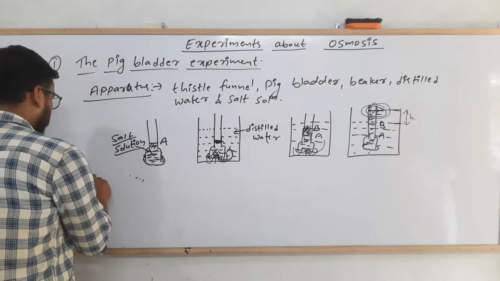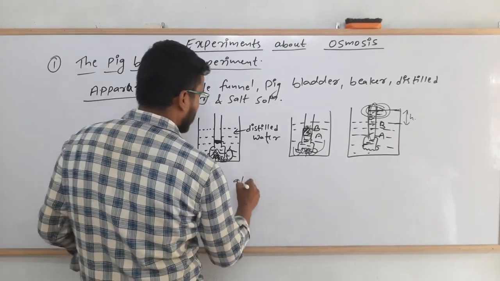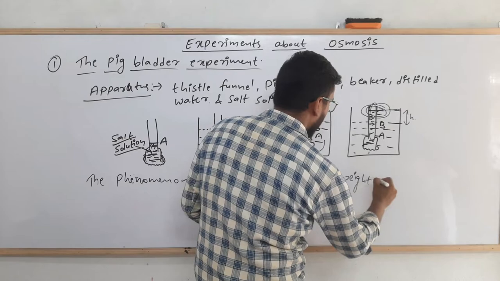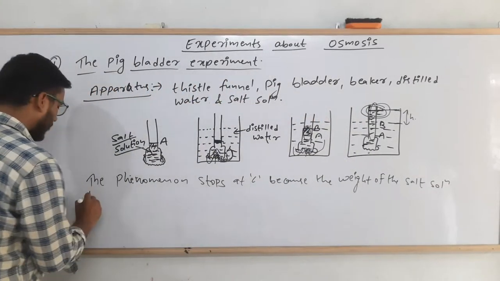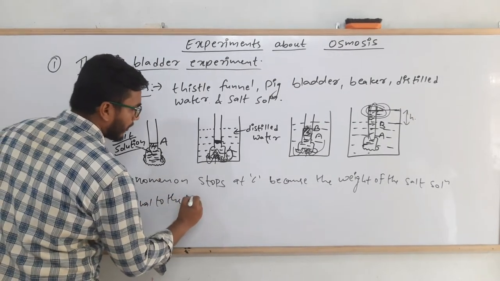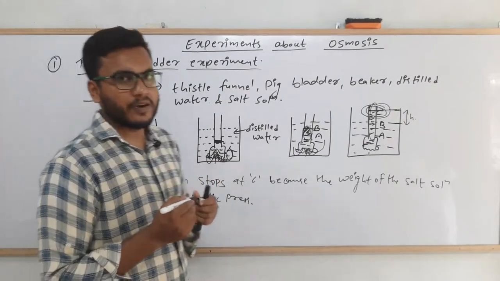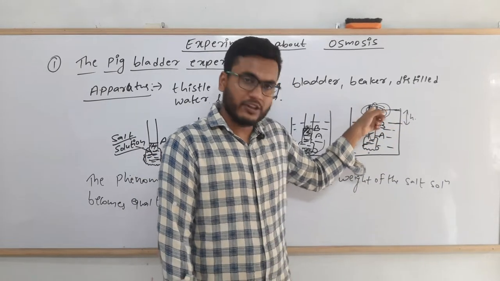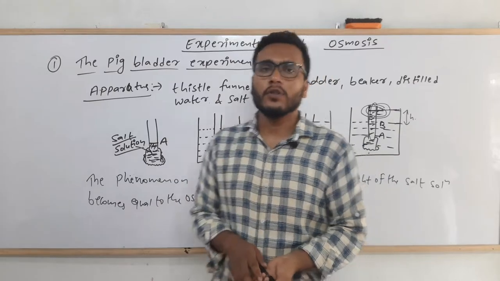So the phenomenon stops at C because the weight of the salt solution becomes equal to the osmotic pressure. Osmotic pressure is the minimum amount of pressure that is required to stop the osmosis phenomenon. So when the water sugar solution level reaches point C, the osmosis phenomenon stops, because the weight of this water becomes equal to the osmotic pressure.